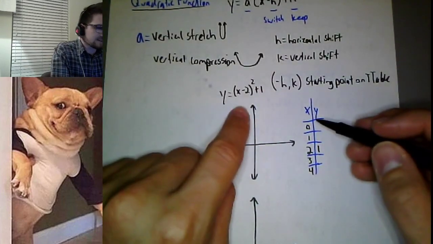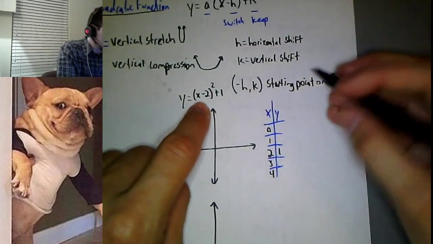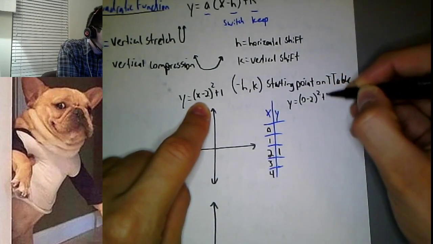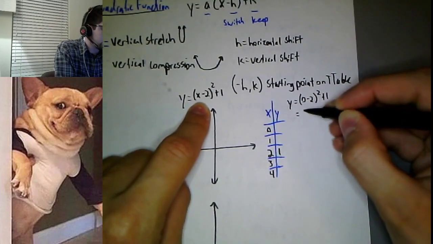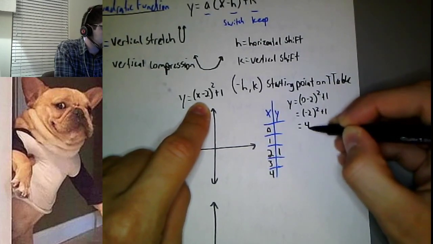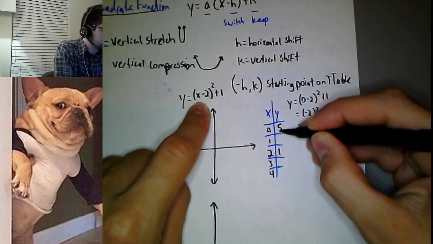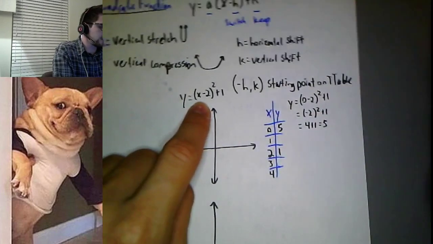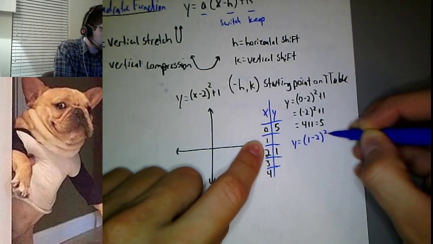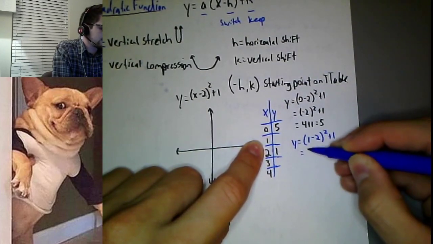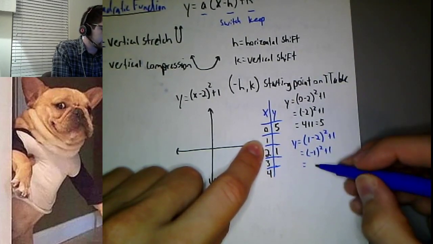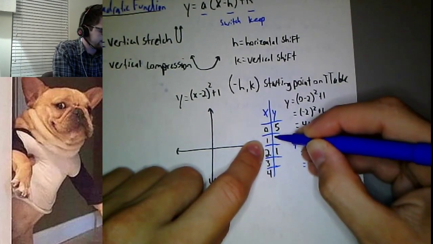Now I have to plug each one of them into the equation to get my numbers. So for 0, I'd have y equals 0 minus 2 squared plus 1. 0 minus 2 is negative 2, squared, plus 1. Negative 2 times negative 2 gives me positive 4, plus 1. That gives me 5. For positive 1, I would have y equals 1 minus 2 squared plus 1. 1 minus 2 gives me negative 1. Negative 1 times negative 1 gives me 1, and 1 plus 1 is 2.